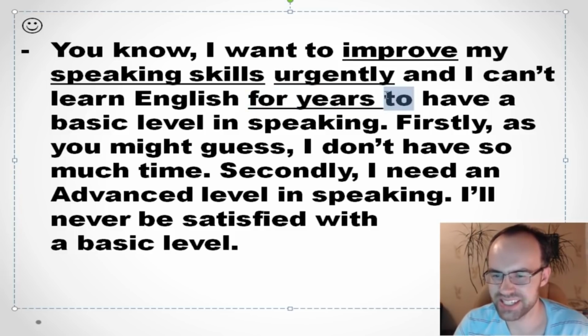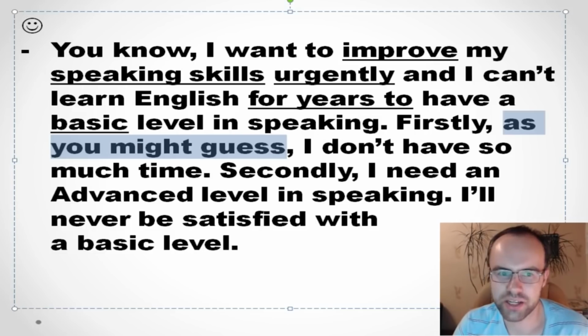So to have means if I want to have a basic level in speaking, so the first level or the second level, so not such a high level in speaking. Firstly, the first thing, as you might guess. As you might guess means as you might know or as you know, I don't have so much time.